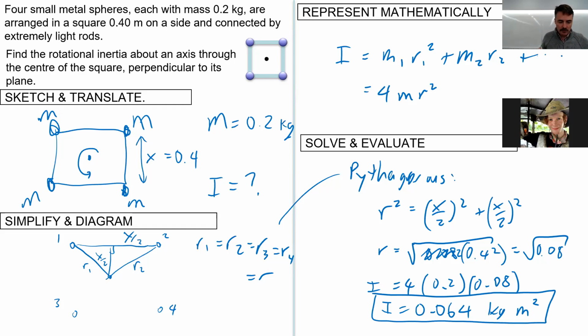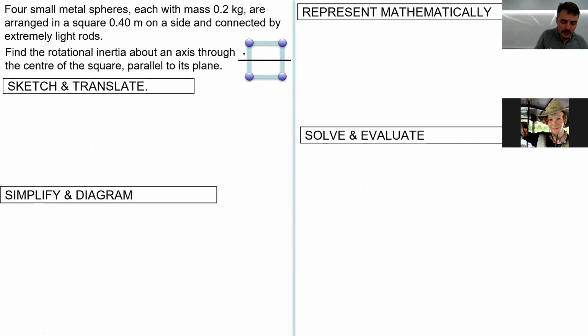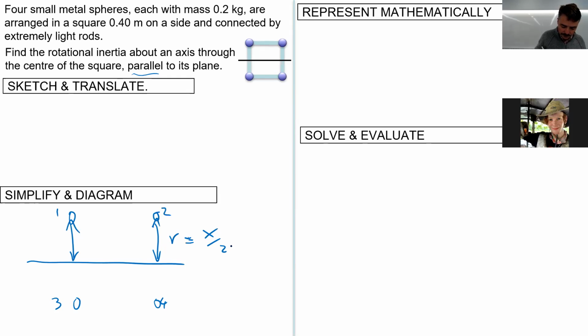And then similarly, what we can do is change the axis of rotation. So if you now do the rotational inertia of an axis through the center of the square, parallel to its plane instead of perpendicular to the plane, then what we get is, in this case, if this is 1, and this is 2, and 3, and 4, they're all this distance, R is equal to x over 2.